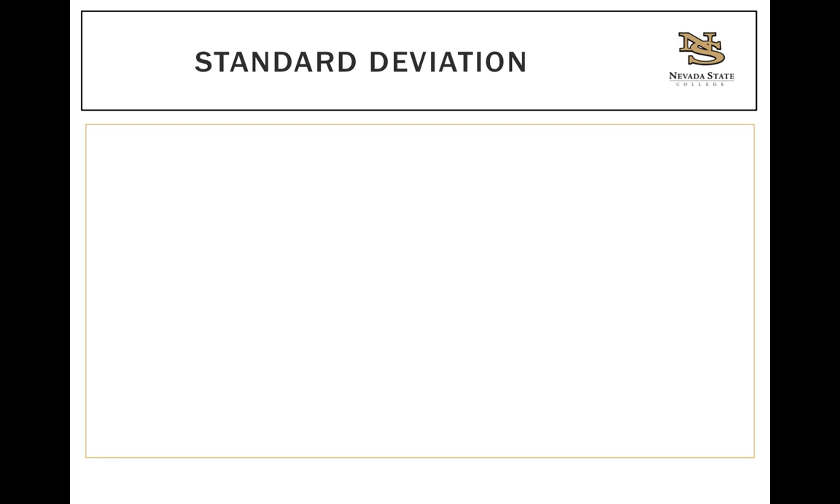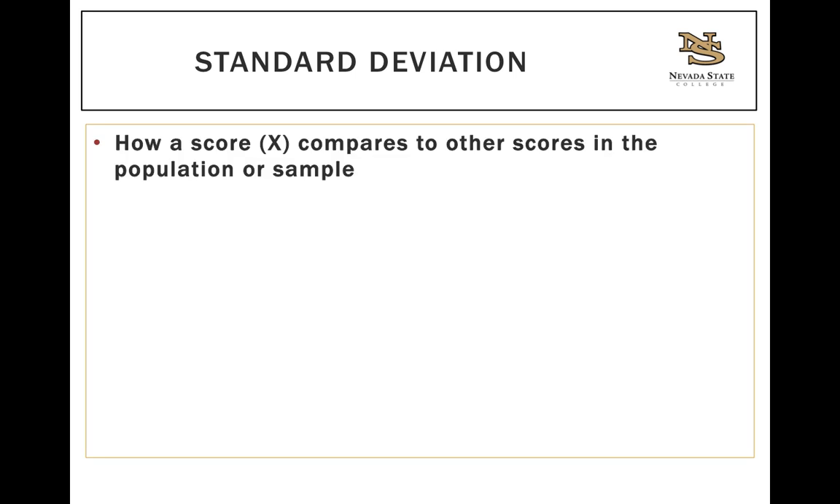What is very useful for us is what we call the standard deviation. So let's talk more about what this is. The standard deviation is how a score, of course represented by x, compares to other scores in the population or the sample. So we simply want to see how far away the scores are from one another. And the standard deviation is always based on the mean.